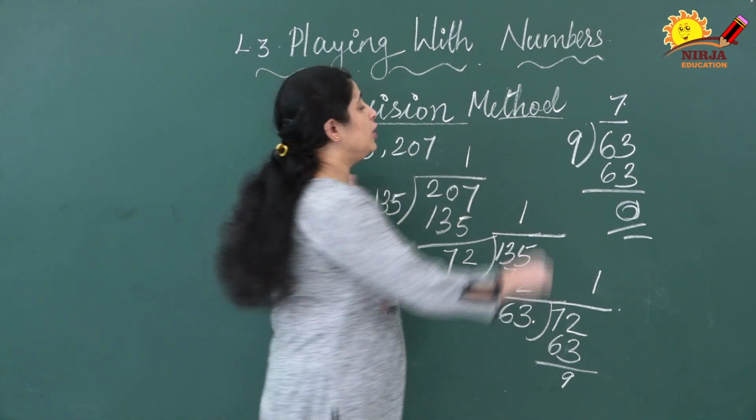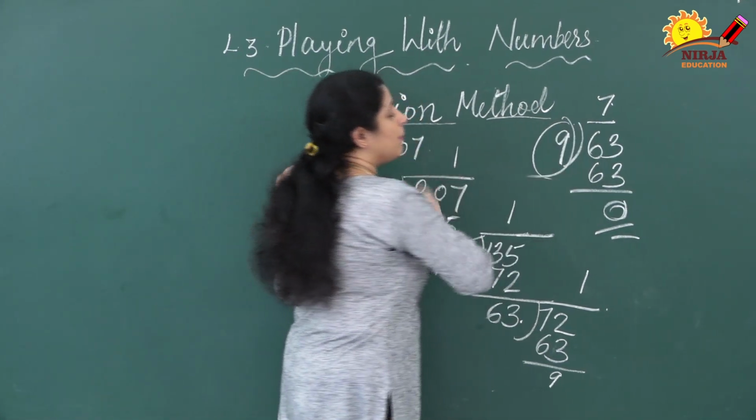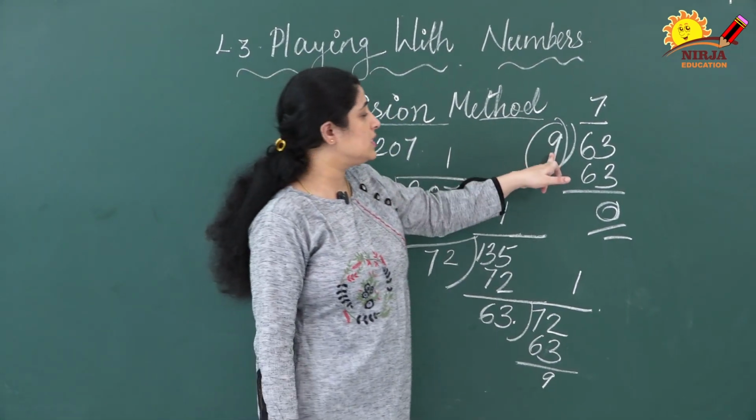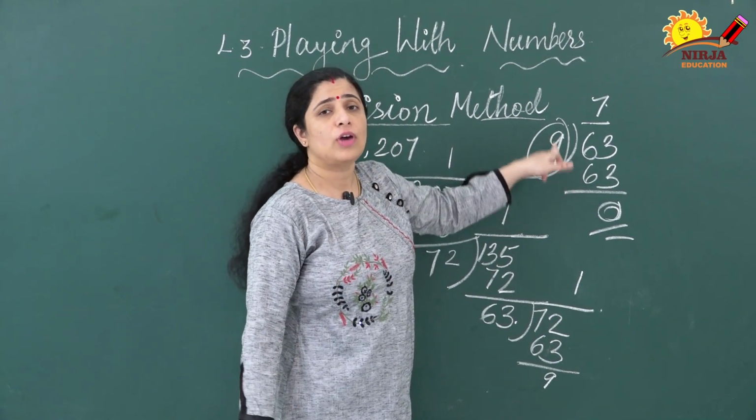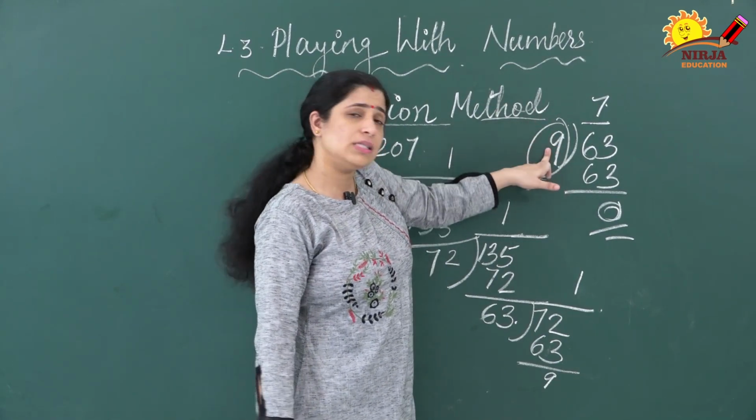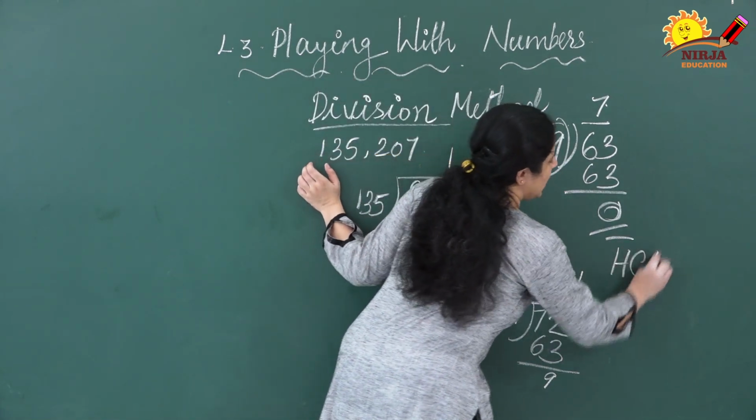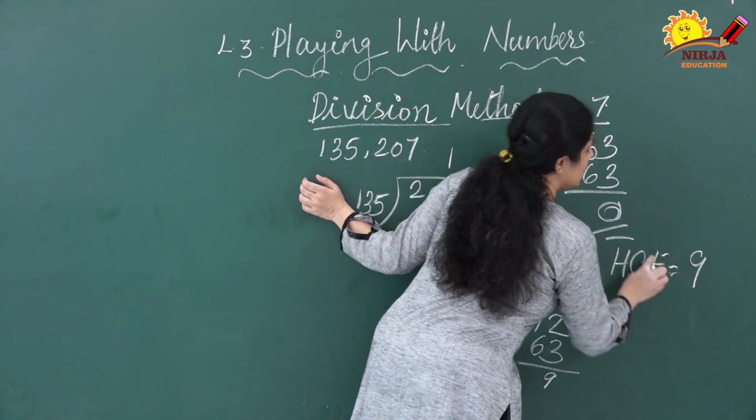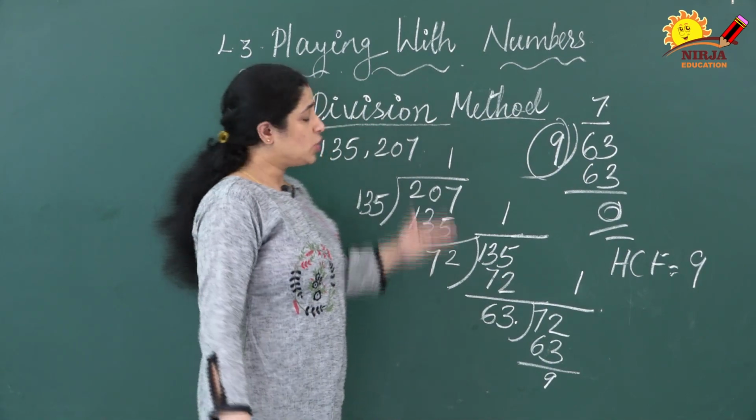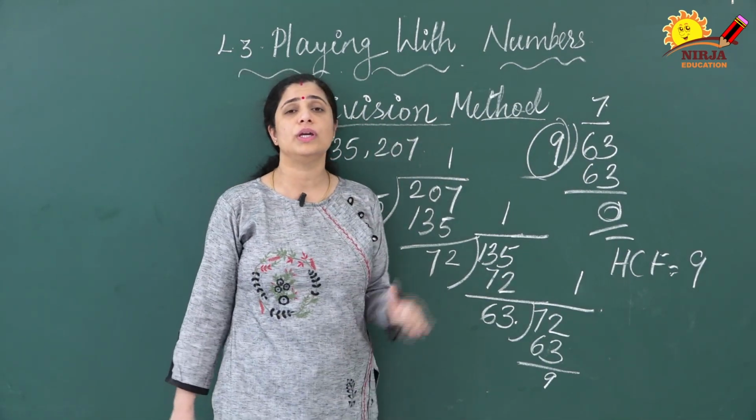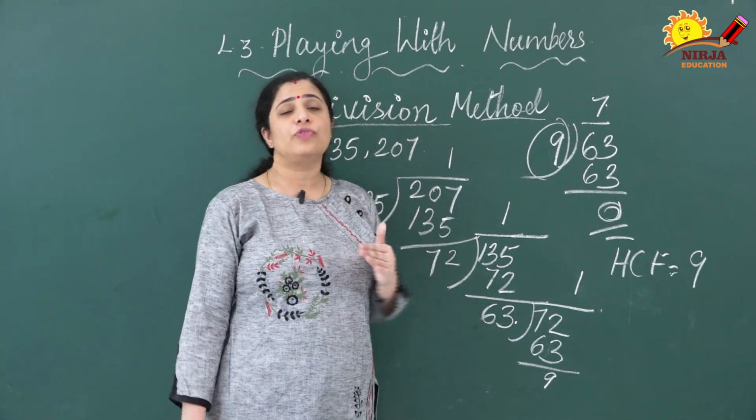The HCF will be 9. This number you should take because this will be the HCF. You are doing the division by this number. So 9 is the HCF here. So the HCF of these two numbers is 9. So this is how you have to do the division method to find the HCF.